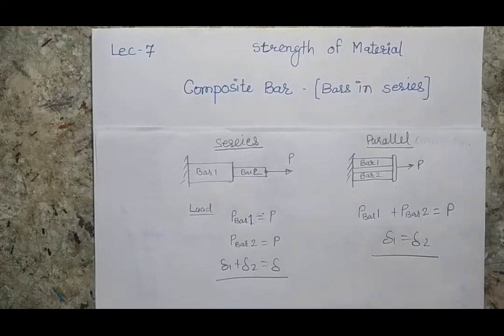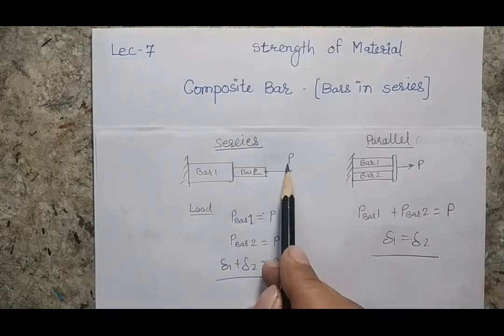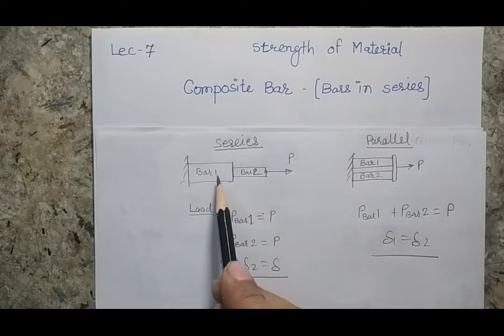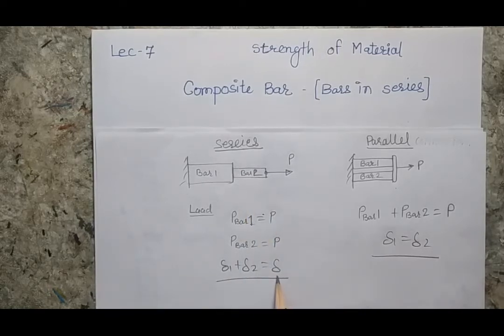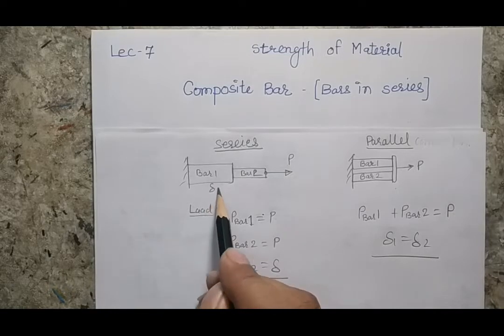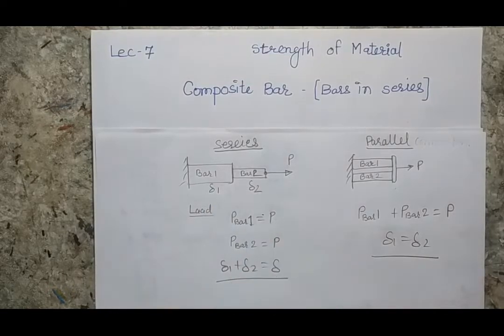So in this case, what will happen if I apply a force P here? The same force is going to transfer to the second bar. That means the load experienced by both bars will be P, but if I look at the deformation, the total deformation will be the summation of the deformation of the first bar and the second bar.